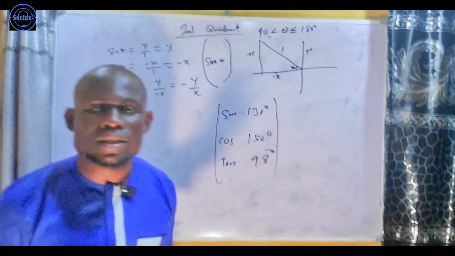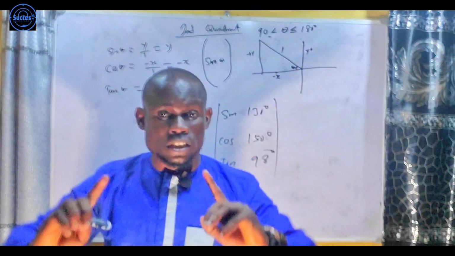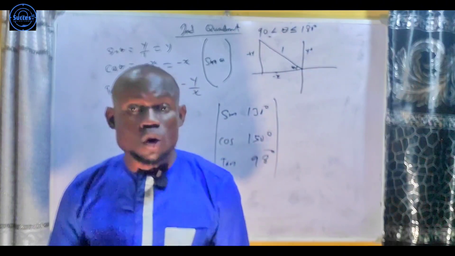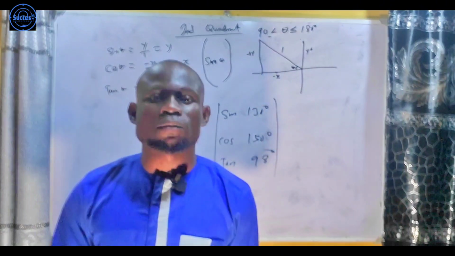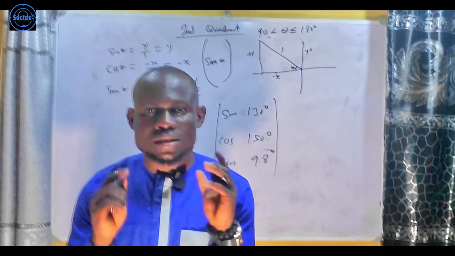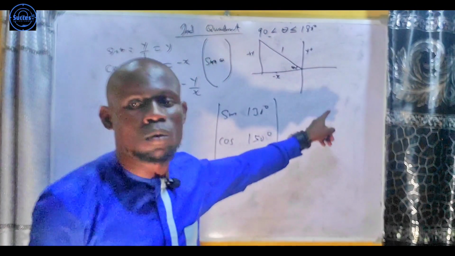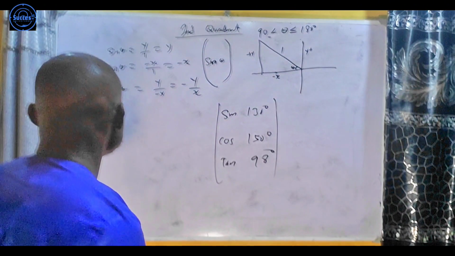So for us to find this, we have to establish the relationship that exists between the first quadrant and the second quadrant, because we only majorly calculate within the first quadrant. So there is a method, a way we turn an angle in the second quadrant into what we can calculate in the first quadrant. This is how it goes.